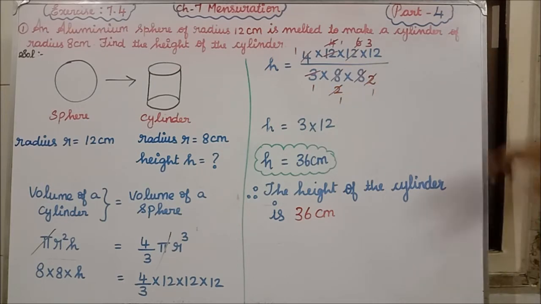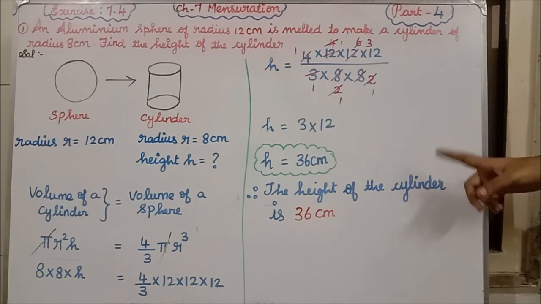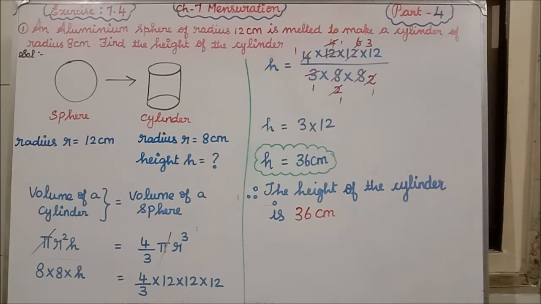In the numerator, I have got 3 into 12. So, 3 into 12 is what? 36. So, the height of the cylinder is what? 36 centimeter. Clear, students? You have to write the last line. Therefore, the height of the cylinder is 36 centimeter. All of you clear in the first question?